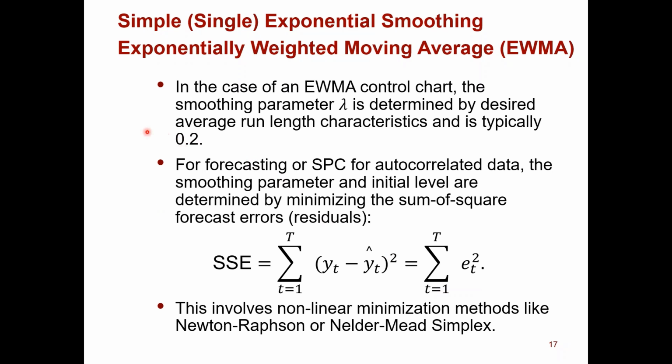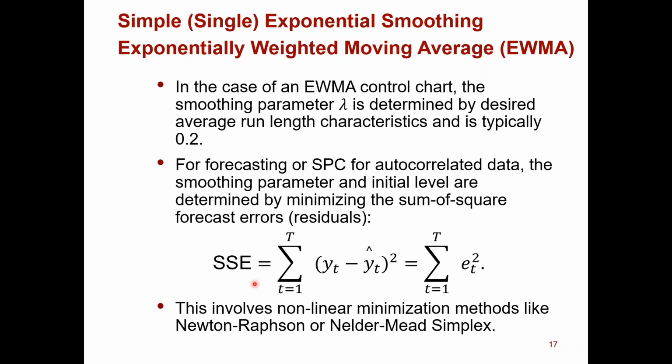Then in a regular EWMA control chart, you're not so much interested in autocorrelation, you're just interested in rapid detection of small changes. But that's different from what we're doing here. So it's the same tool, but a different application. And what we do is we solve for the lambda or the alpha by minimizing the sum of squared errors, the residual error, the one step ahead forecast error. And that gives us the optimal parameter value to use.